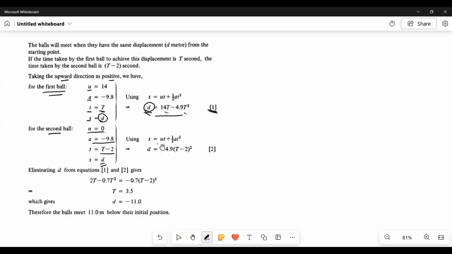So again, we use the same equation, D equals, right? Remember UT, remember U is 0, so this whole term is gone. All we're left with is half AT squared, which is minus 4.9 (T minus 2) all squared. So D is equal to this and D is equal to that. If both of them are D, then we can set this and this equal, and that's what they did here.